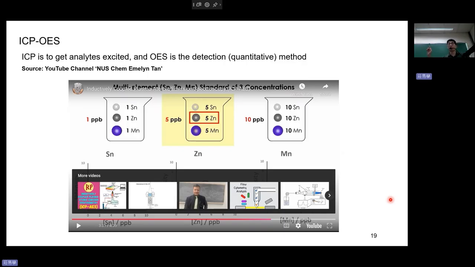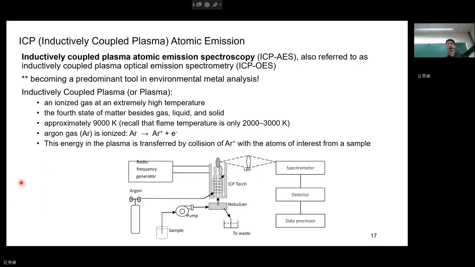So again, if you look at the components of ICP OES, you don't need to have a lamp inside because we rely on the emission from the excited atoms or excited elements.